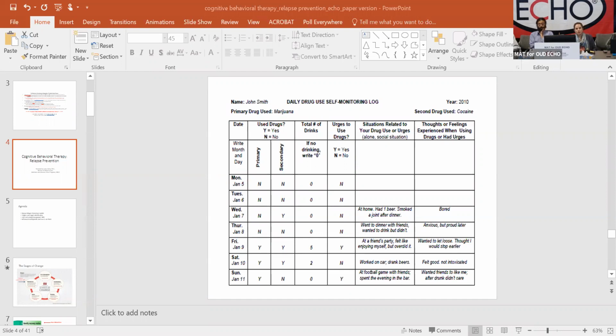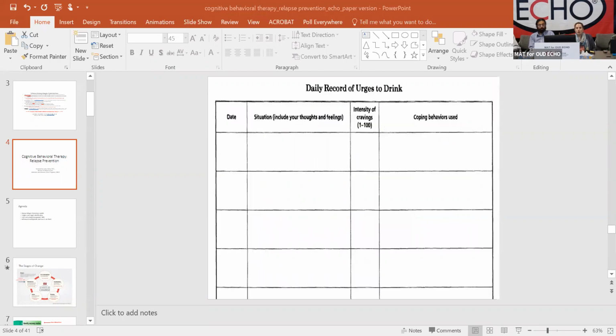So you can see on this one we've got the time, the date, the substance that they're using, the situation. So this is tied to their triggers, and then those thoughts and feelings that are experienced when using it, and how you could even add, with this one, coping behaviors. So this connects it to that. How are you managing the urge when it comes up?